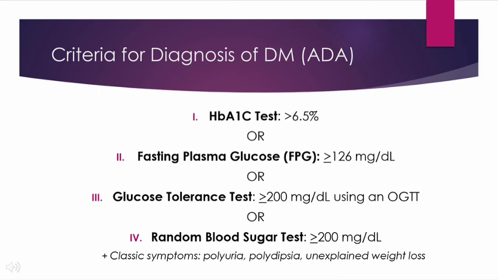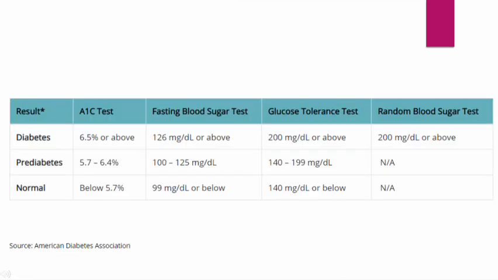As physical therapists, we may encounter patients who are undiagnosed or poorly controlled. So recognizing signs and risk factors is very important, because early referral and timely intervention can prevent long-term complications. As physical therapists, we need to know how to interpret the diagnostic values and understand the difference between normal, prediabetes, and diabetes. This table summarizes the cutoff values for each category.